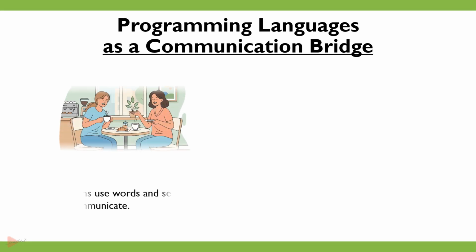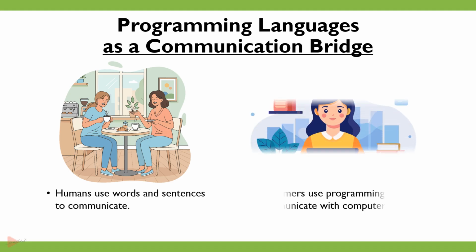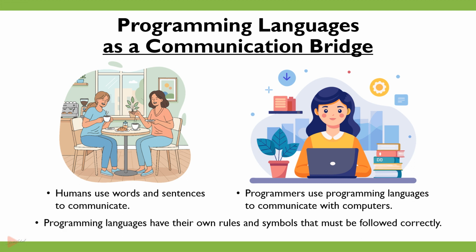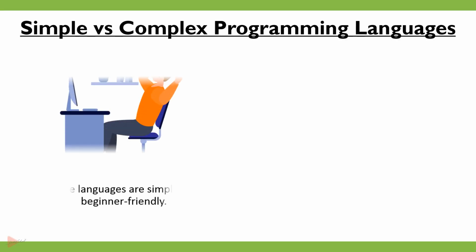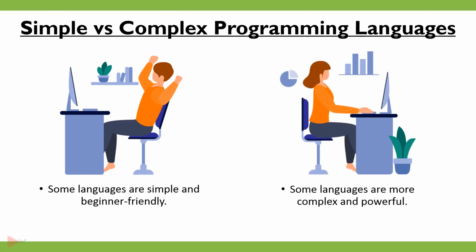Just like how we use words and sentences to talk to each other, programmers use programming languages to communicate with computers. These languages have their own set of rules and symbols that we need to follow. Some programming languages are simpler, making them easier for beginners to learn, while others are more complex and powerful, allowing for more control over the computer's hardware and performance.